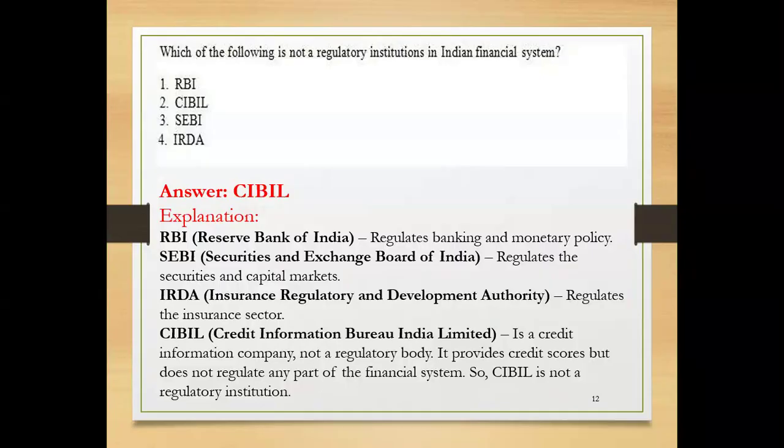Insurance Regulatory and Development Authority, it regulates the insurance sector, whereas CIBIL, the Credit Information Bureau India Limited, is a credit information company. It is not a regulatory body. What it does is provide credit scores but does not regulate any part of the financial system. So CIBIL is not a regulatory institution.